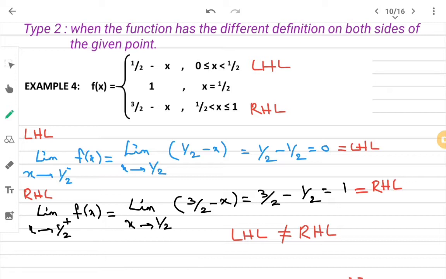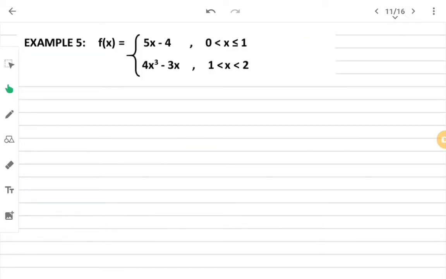And why didn't we substitute x is equal to 0 minus h? We used to substitute x is equal to this, right? But here they have given separate equations directly for the left hand side and for the right hand side. So there is no need to use this one. And here the point is x is equal to 1 by 2. That is why I didn't use this concept. Okay, fine. Next, example 5.